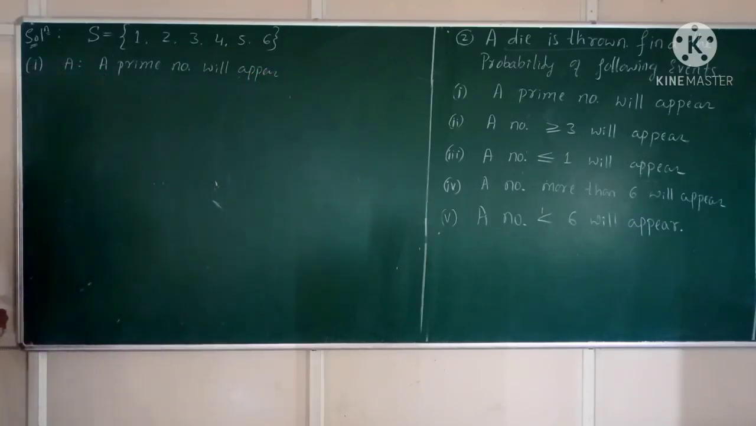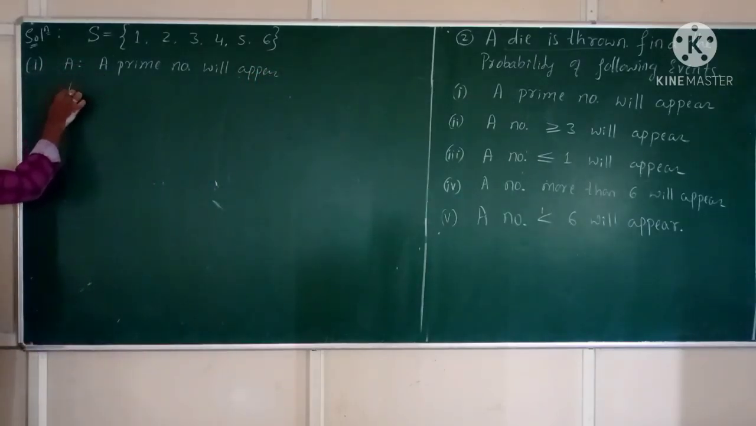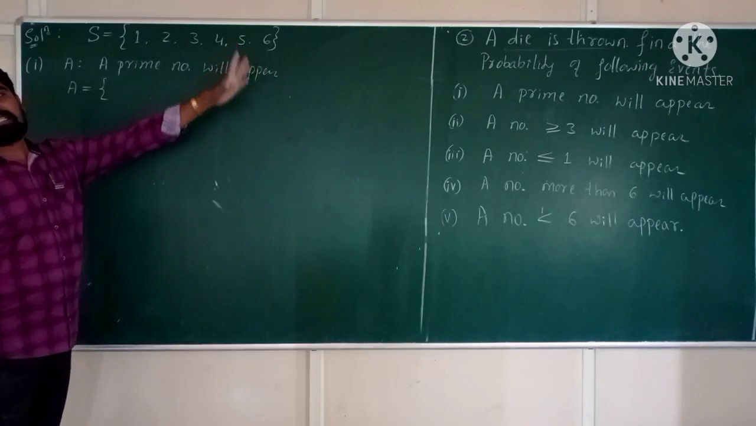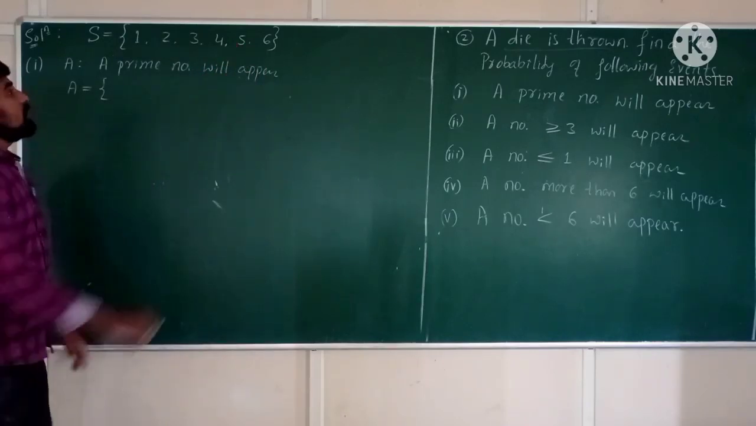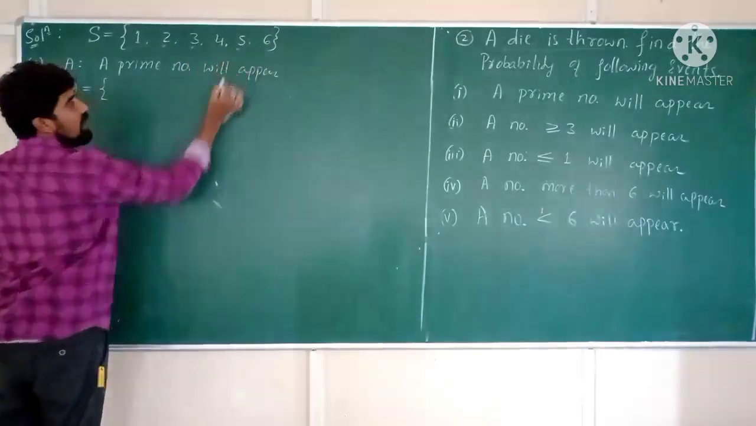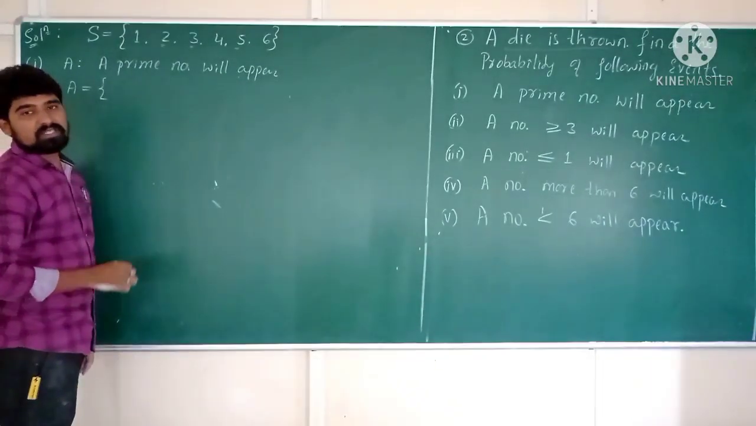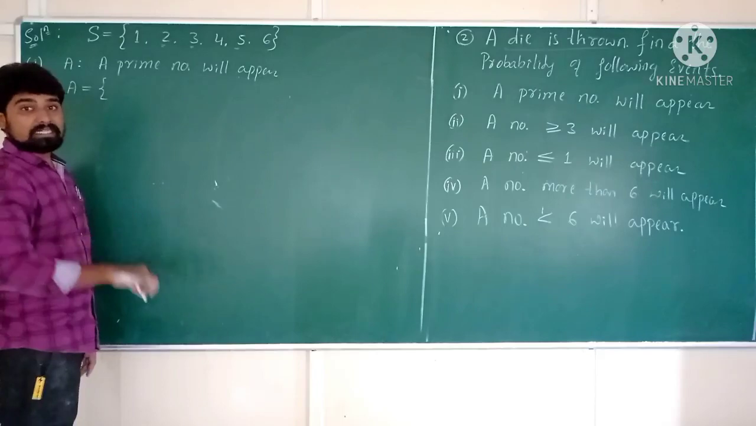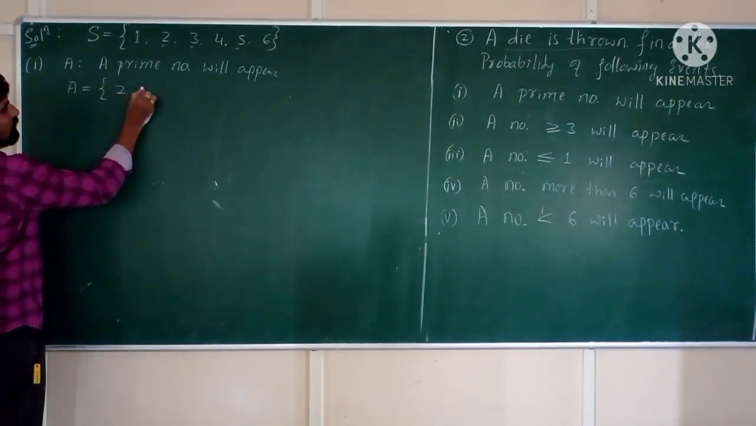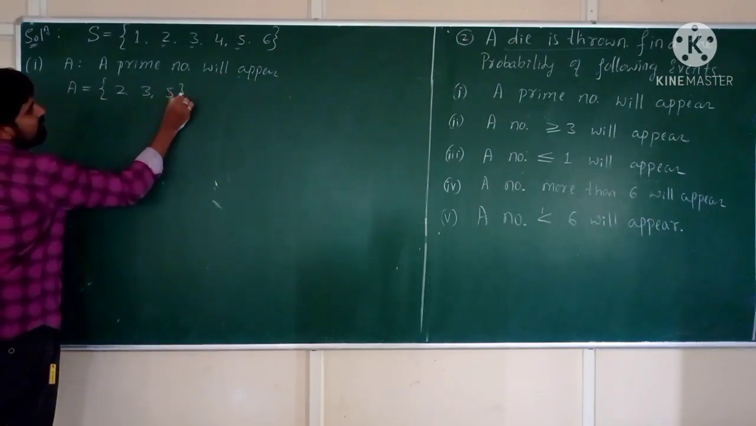I hope all of you understand it. Therefore, the event A consists of the elements among 1, 2, 3, 4, 5 and 6 that are prime numbers, which are given by 2, 3 and 5. As you know, prime numbers are the numbers which are divisible by 1 and itself. So therefore, the prime numbers are 2, 3 and 5.